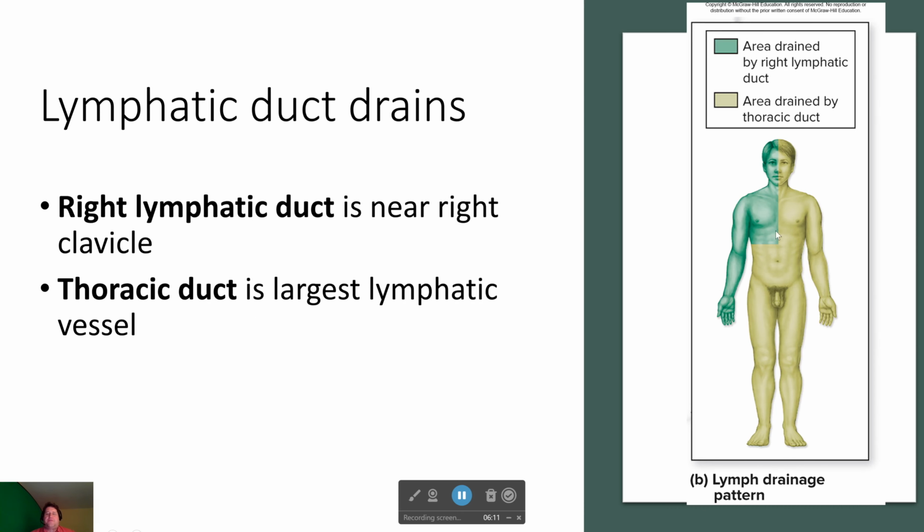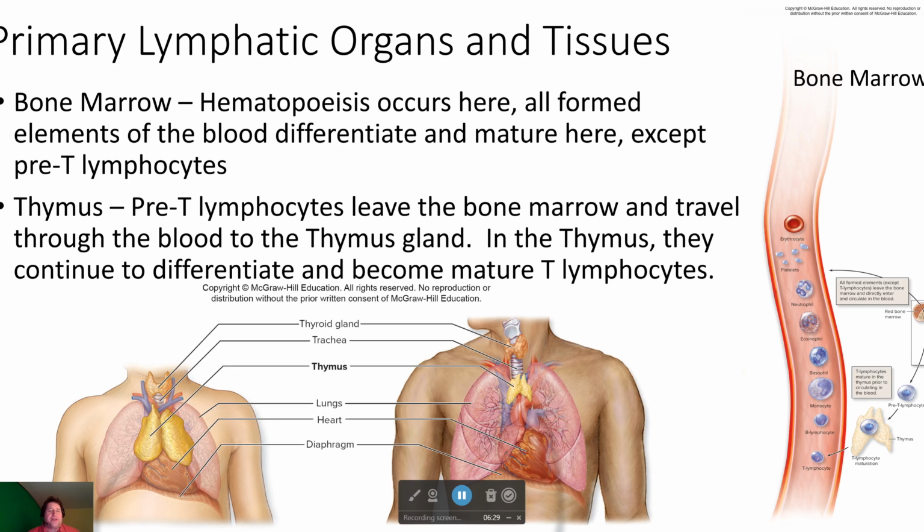The area drained by the right lymphatic duct is just this part of the body, okay? The right upper torso, the right half of the head, and the right arm. The whole rest of the body is drained by the thoracic duct. So that, of course, would make it the largest lymphatic vessel, as you can probably imagine.